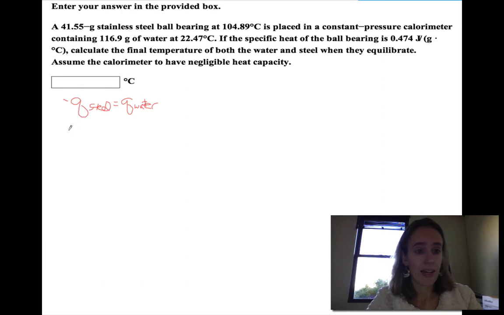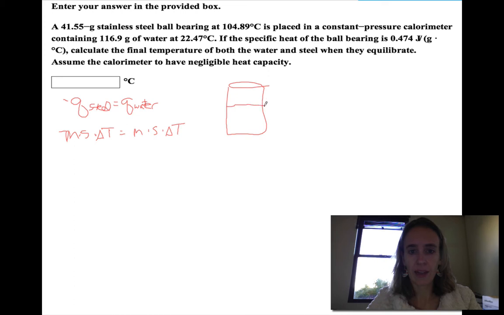Now all we have to do is substitute in the expression for heat transfer. That heat transfer is equal to mass times specific heat times your change in temperature. And the same goes for the water: mass times specific heat times change in temperature. So that's going to be the most important formula for this chapter, but let's think about what's really happening.